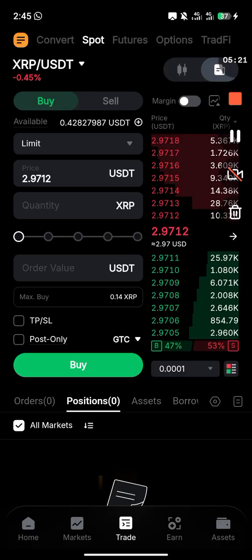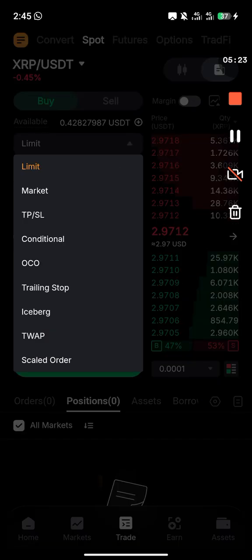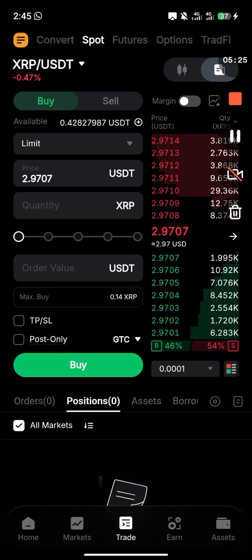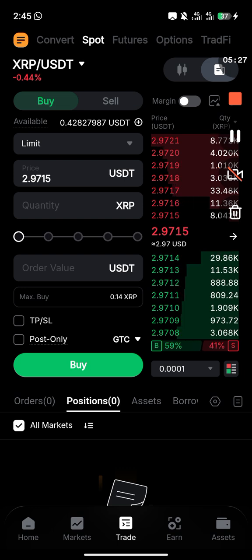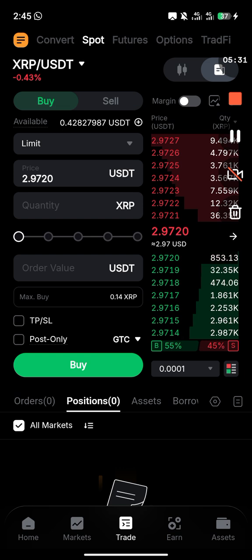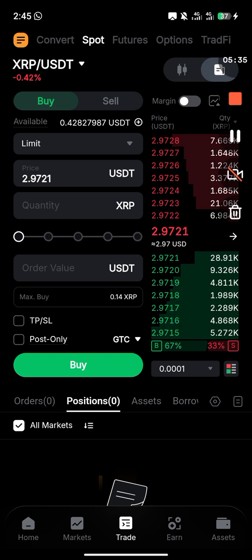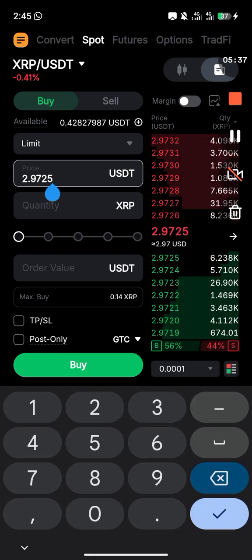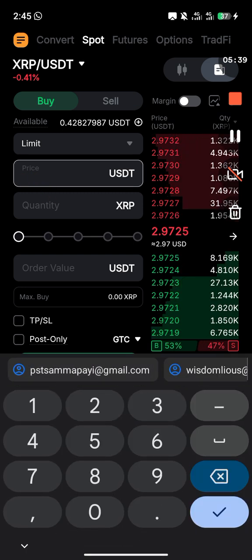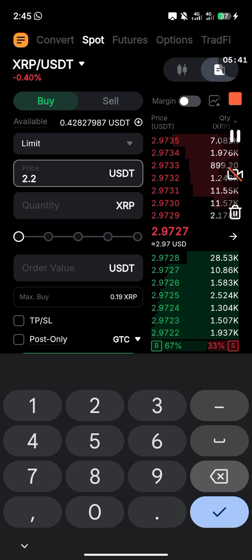So we can either use limit or market here. Limit means that, okay, I am buying at a particular market price. So if SRP goes up to this price, I want to buy. Or if SRP goes down to this price, I want to buy. That's the meaning of limit. So if SRP goes to 3.2, I want to buy at 3.2. Or if SRP goes down to 2.8, I want to buy. That's the meaning of limit.